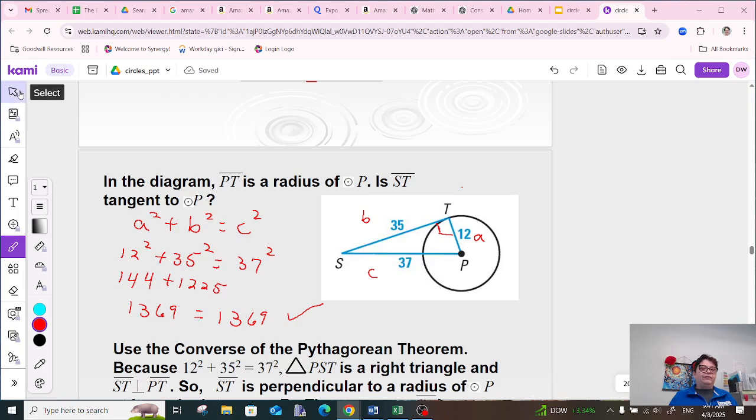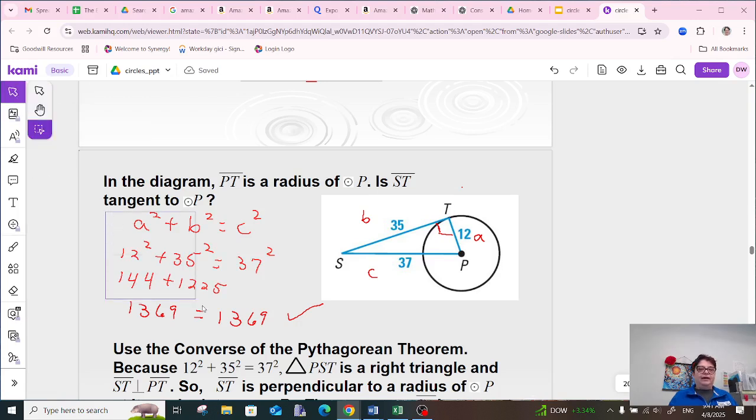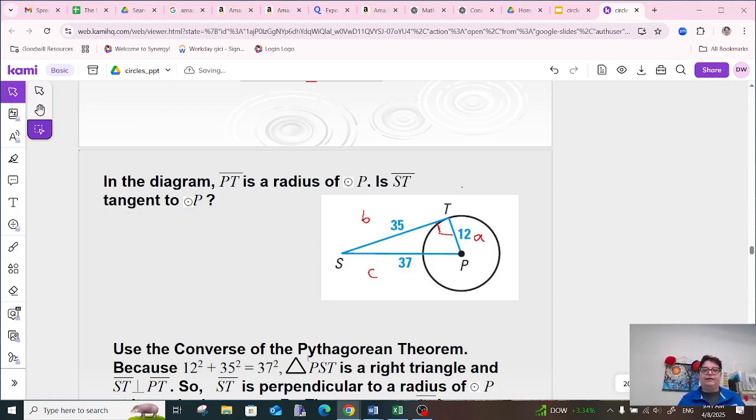Okay, so right here, I'm just going to rewrite it. To check to see if it is tangent, we want to check to see if it makes a right angle. For it to make a right angle, this would have to be a right triangle, which to prove, we can use, and y'all thought you were done with this, the Pythagorean theorem. Because if this is right, then a squared plus b squared has to equal c squared.